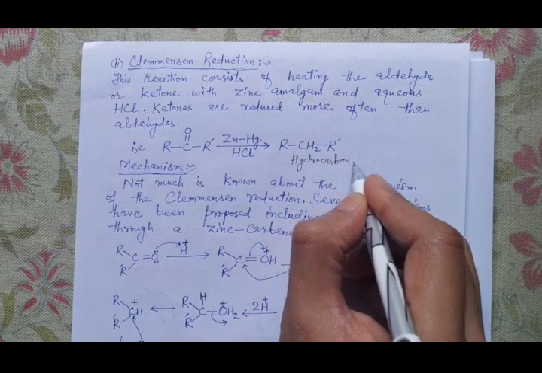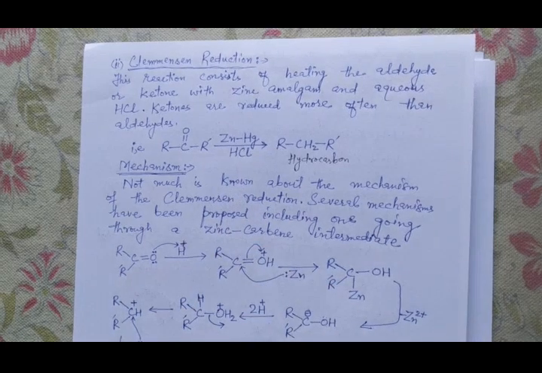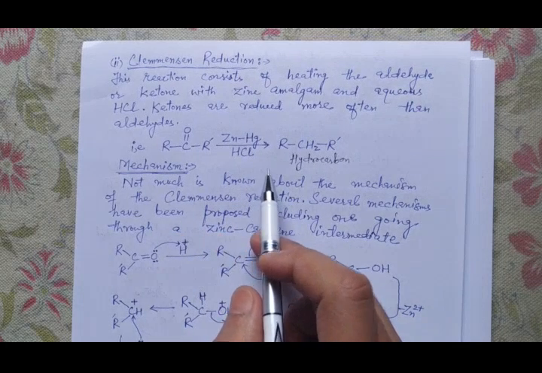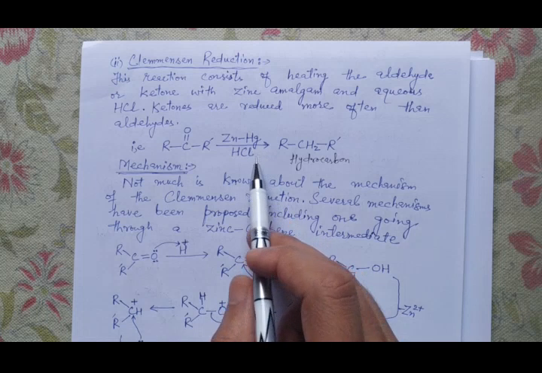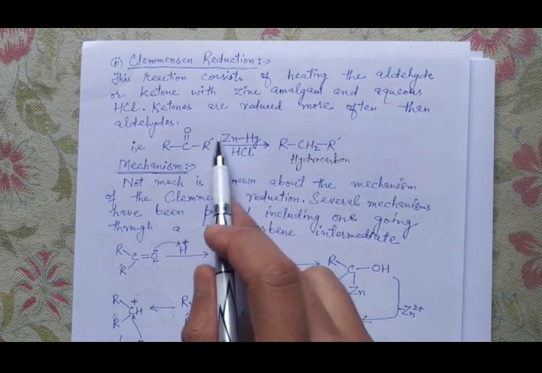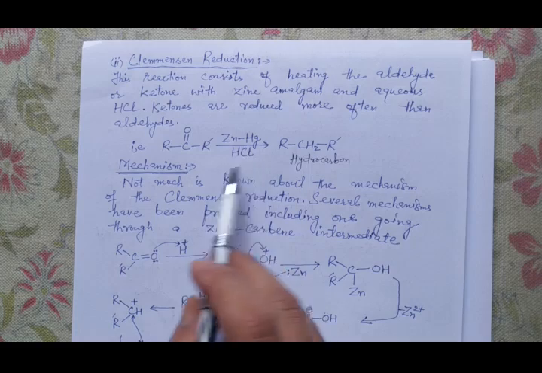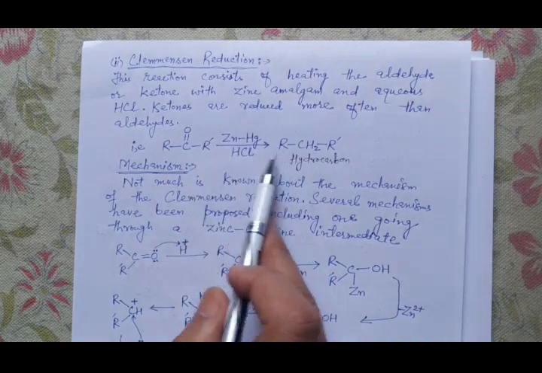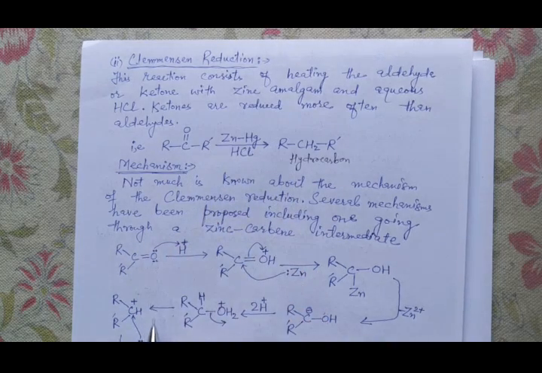Now what is amalgam? You all might be knowing that alloys are the homogeneous mixture of two or more metals. Now if one metal is mercury, then that sort of alloy is called an amalgam. Okay, so what about the mechanism of this transformation or of this reaction? Have a look here.